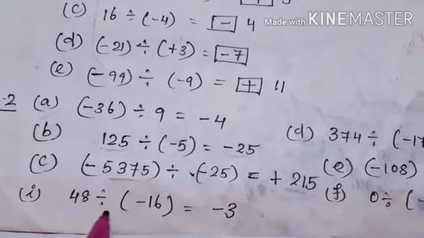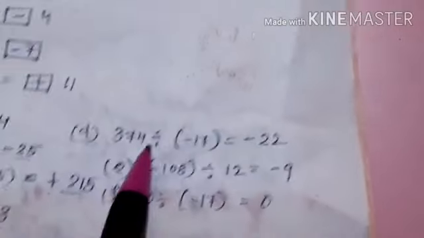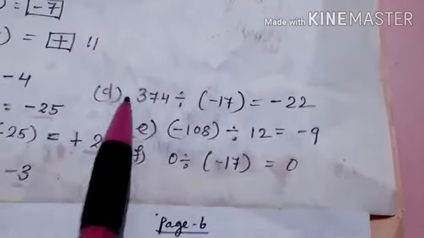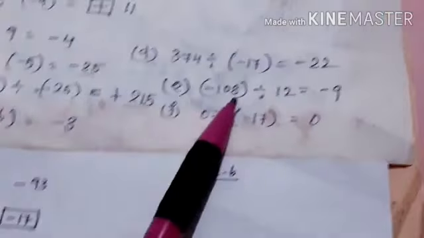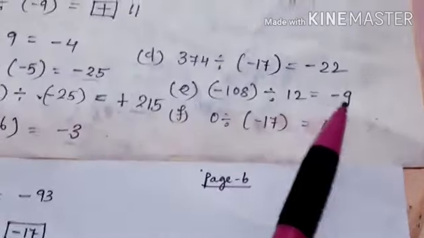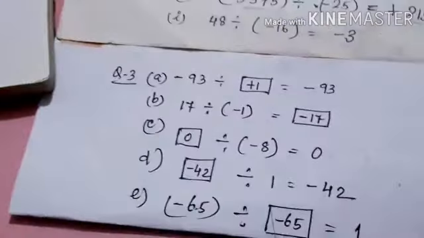Then 48 divided by minus 16, which is equal to minus 3. 374 divided by minus 17, plus divided by minus, then it will be minus 22. Okay, then minus 108 divided by 12 is equal to minus 9. 0 divided by minus 17, what will be the answer? 0.